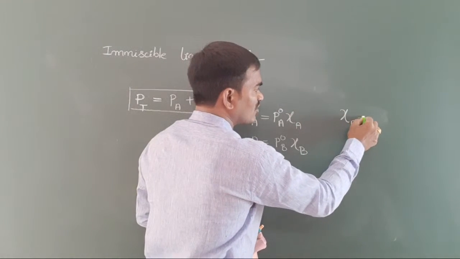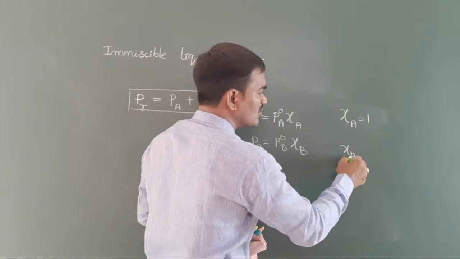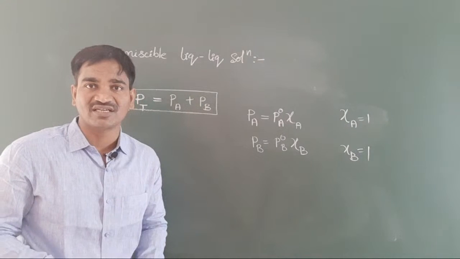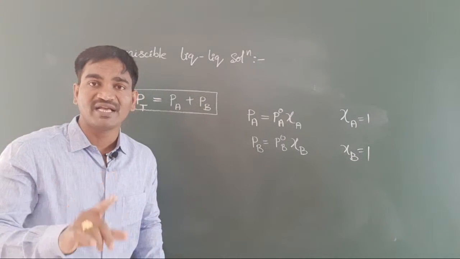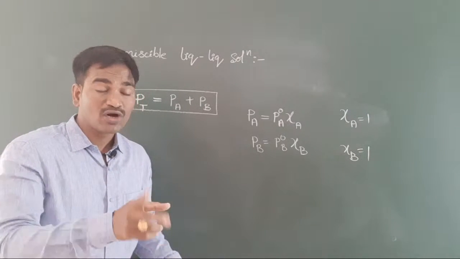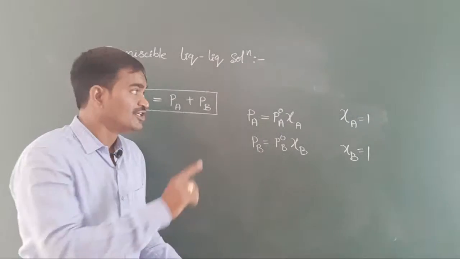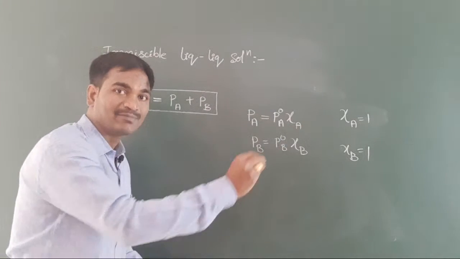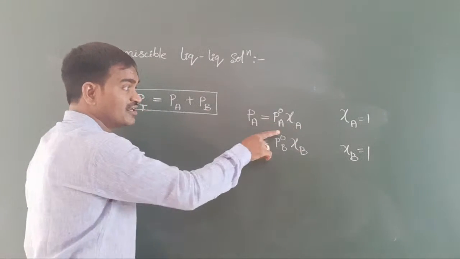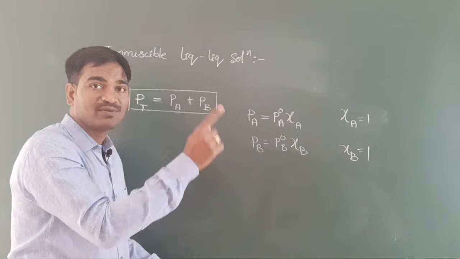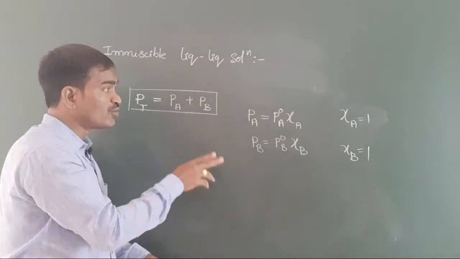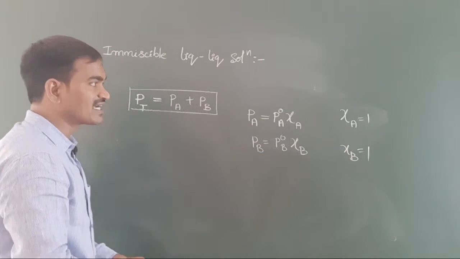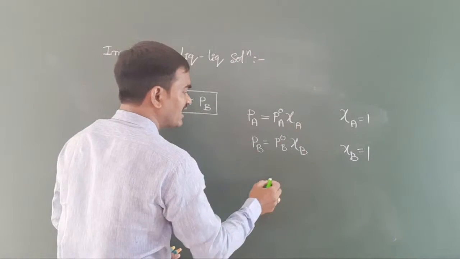Chi A is equal to 1, chi B is equal to 1. Why? Because if both depend on each other, you can take chi A plus chi B is equal to 1. But both are independent of each other. So what do we have to take here? Chi A is equal to 1, chi B is equal to 1. Because if they depend, you can take chi A plus chi B is equal to 1. Because these are immiscible, both are not depending on each other, automatically here chi A is equal to 1, chi B is equal to 1. So substitute here.